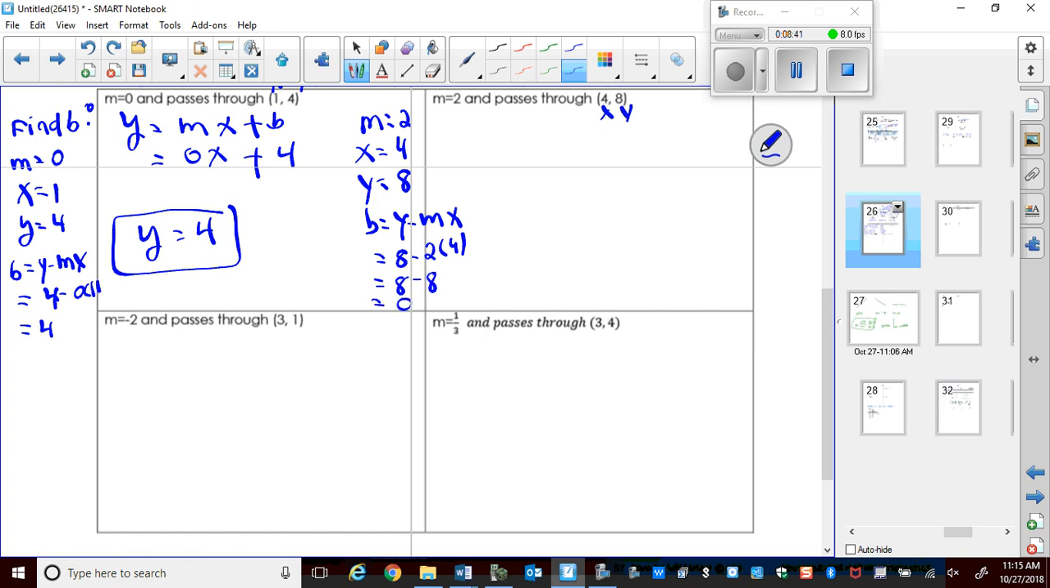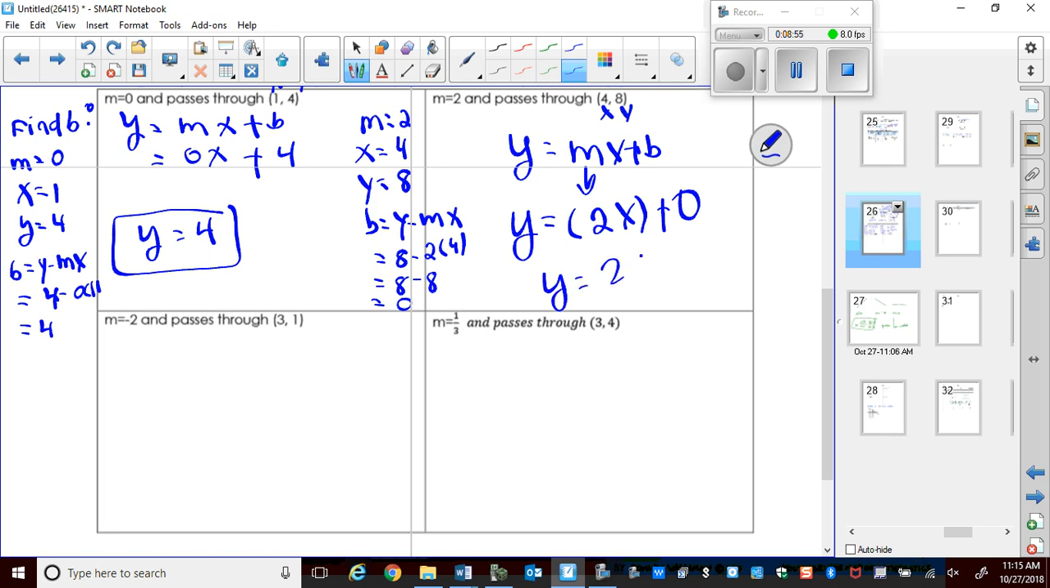So I have everything I need. Y equals mx plus b. I write my formula, and I find out that y equals 2x plus 0, or y equals 2x. Okay?